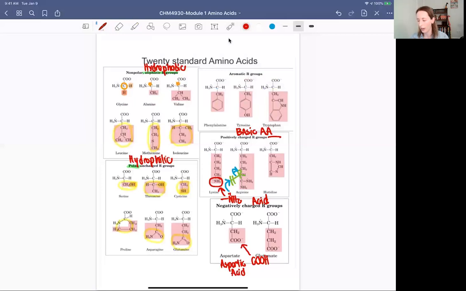So what we are going to do in the next unit is continue this discussion of amino acids by looking at how we can link those amino acids together to form longer chains. So we will get into that in our next unit.